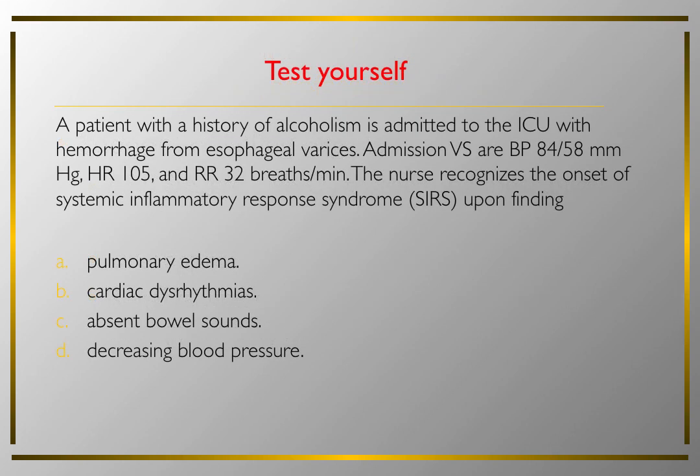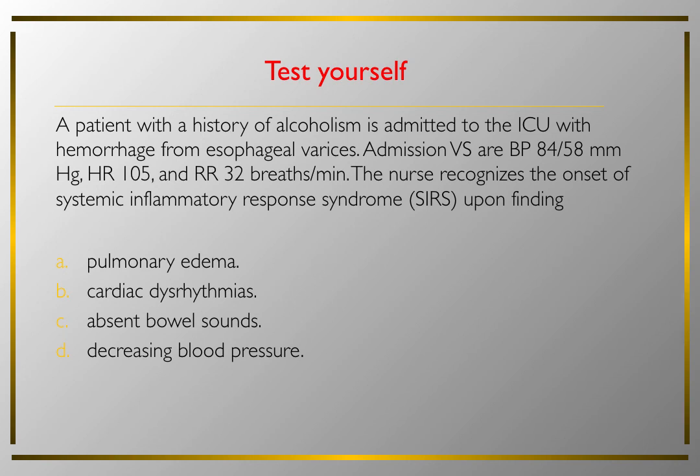So let's test ourselves again. A patient with a history of alcoholism is admitted to the ICU with a hemorrhage from esophageal varices. Admission vital signs are, of course, BP 84/58, which is low, a heart rate elevated at 105, and respirations elevated at 32 a minute. The nurse recognizes the onset of SIRS upon finding A, pulmonary edema, B, cardiac dysrhythmias, C, absent bowel sounds, or D, decreasing blood pressure.